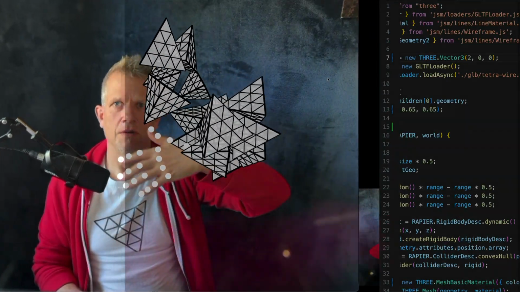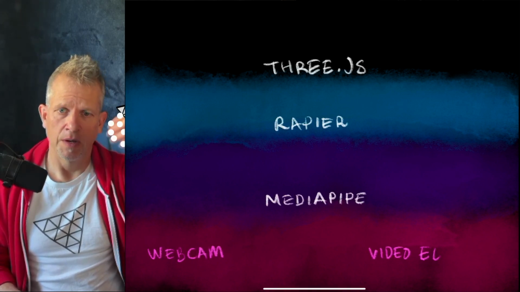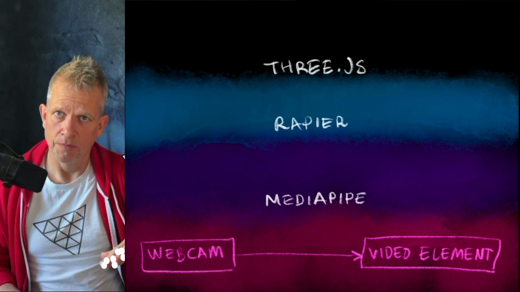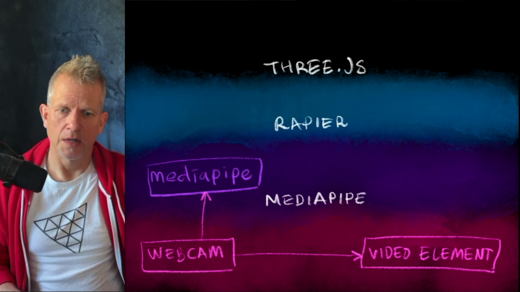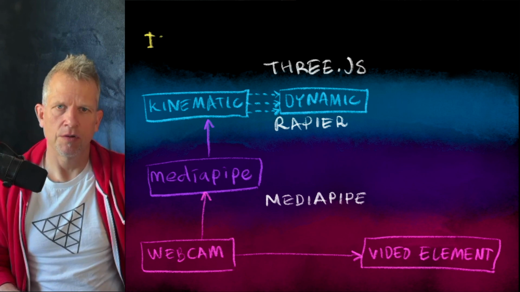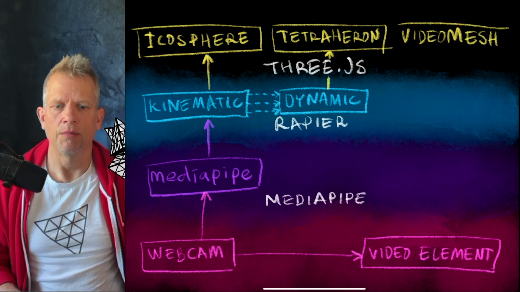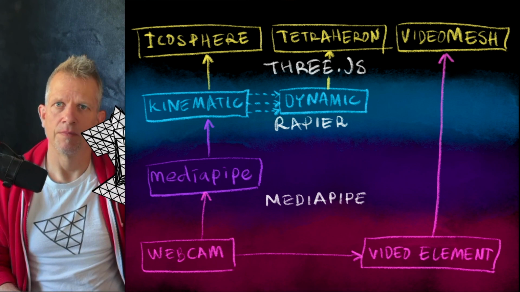Great. So the basic architecture looks like this. You're taking a stream from the webcam, piping it into MediaPipe. We're creating kinematic colliders using Rapier, connecting those to meshes inside of Three.js to knock stuff around. We render and repeat. That's the basic workflow.